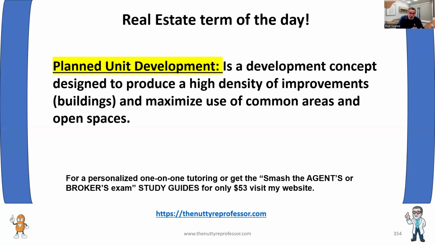In exchange, they're going to let him build cluster zoning, which means one home on top of each other: apartment complexes, townhomes, zero lot lines, so they can cluster in more properties and they can get most of their money back, or all of their money back, or even turn a profit. And that is the definition of planned unit development.